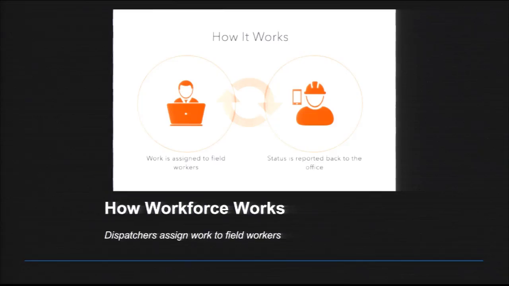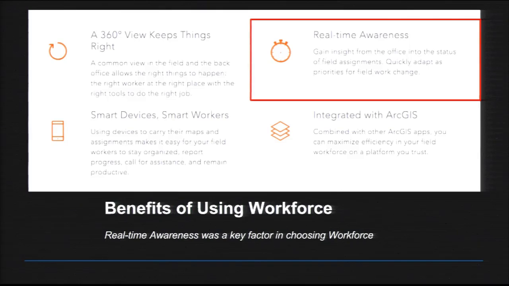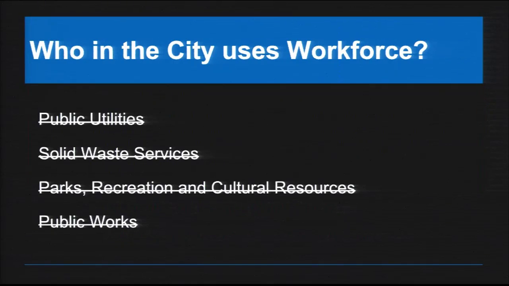So how does it work? Pretty much someone in the field or someone in the office will assign a project to someone in the field. They can do that by clicking on the map or by putting an address in, and then they just choose who they're going to assign it to. One thing that was really key to us was real-time awareness. That's one of the things they highlight on here. And I'll explain why that was important to us when I start talking about the project.